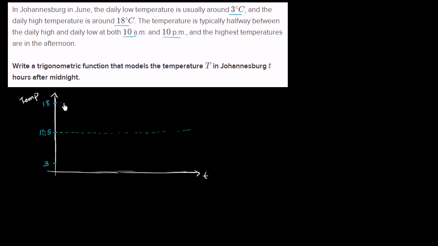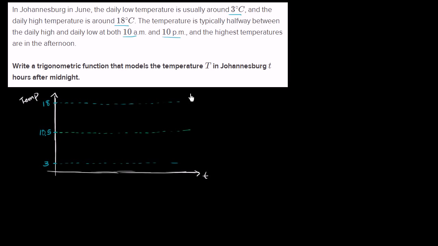The daily high is around 18 degrees Celsius, and the daily low is around 3 degrees Celsius, just like that. So we're going to oscillate around this midline, and hit the lows and the highs. Now, to simplify things, because we hit this 10.5 degrees at 10 a.m. and 10 p.m., I'm not going to tackle the question that they want immediately, the hour in terms of t hours after midnight.